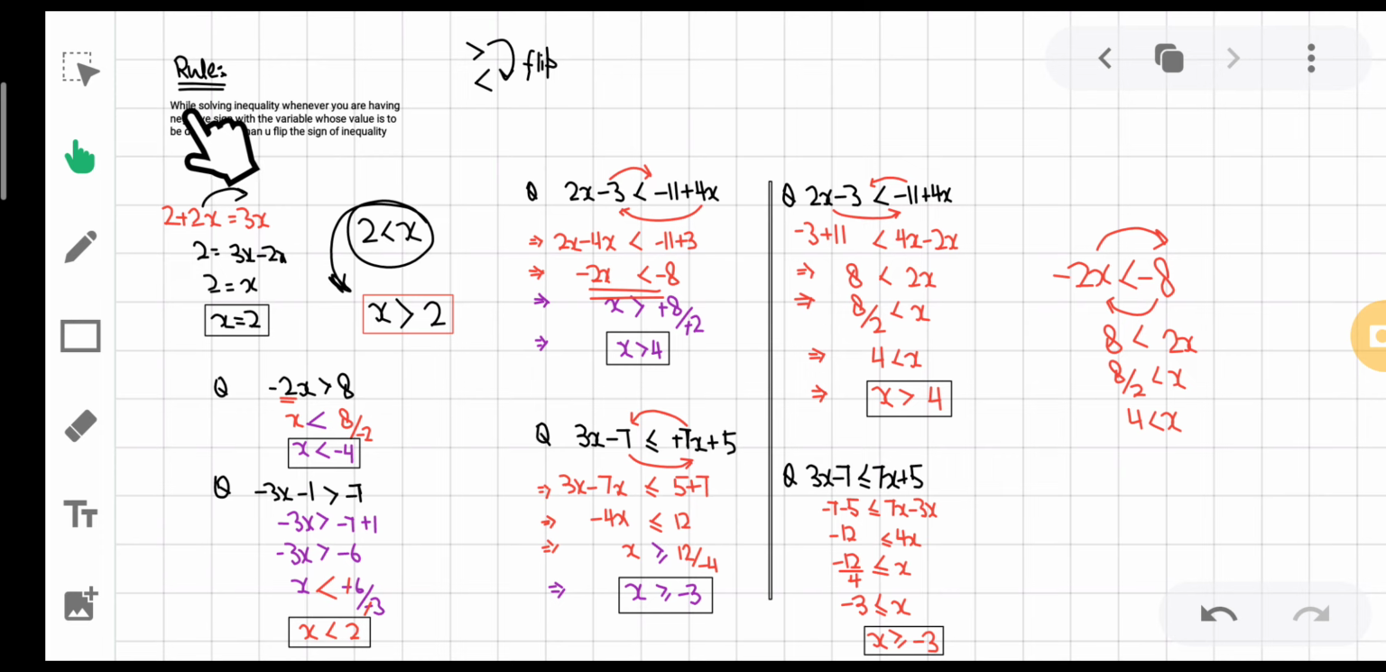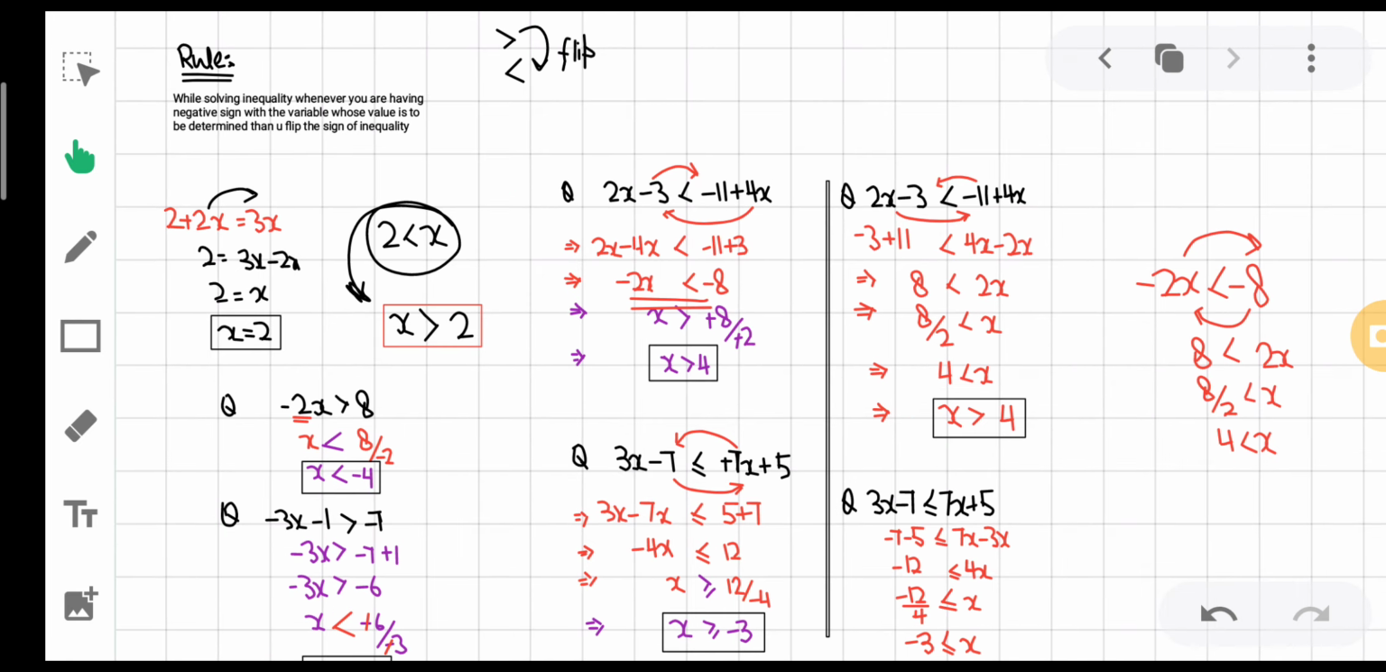कीप द फॉलोइंग रूल इन माइंड, वैन एवर यू आर हैविंग नेगेटिव साइन विद द वेरिएबल हुज वैल्यूज टू बी डिटर्मिन्ड, तो इनइक्वालिटी का साइन फ्लिप होता है. नंबर्स के साथ ऐसा कोई भी सिलसिला या सीन नहीं होता.